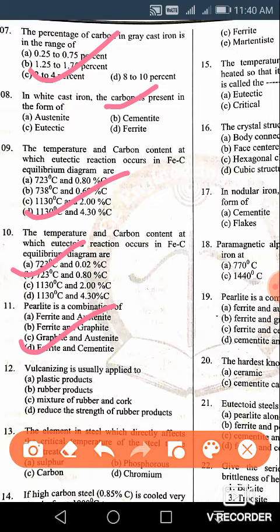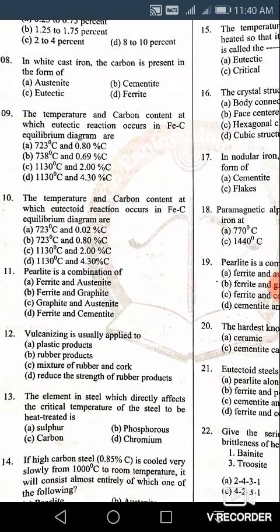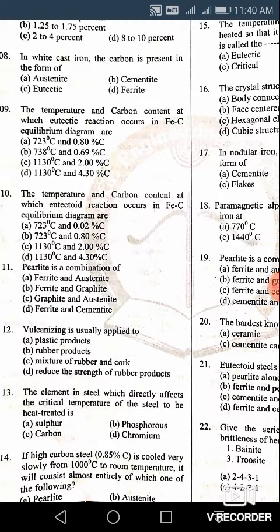Vulcanizing is usually applied to rubber products. Whenever you come across the term vulcanization, it always refers to rubber products. Your answer is B. Next question: the element in steel which directly affects the critical temperature of the steel to be heat treated. All other elements do not in any way affect it, but carbon is going to affect the critical temperature. So your answer is C.